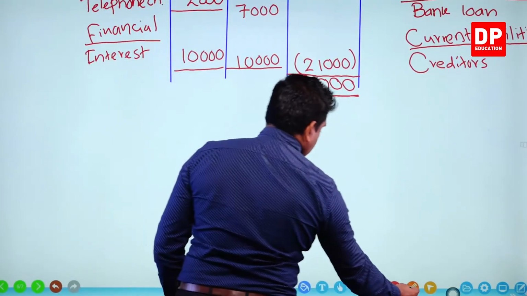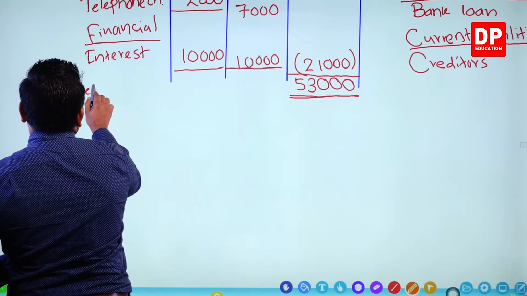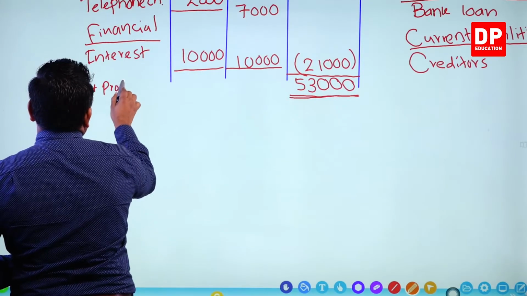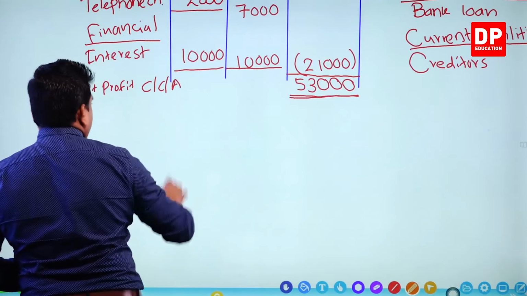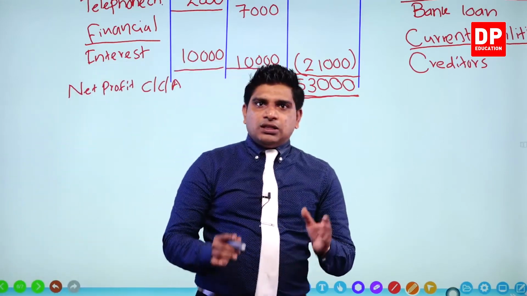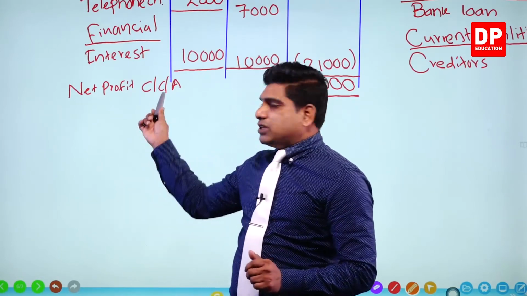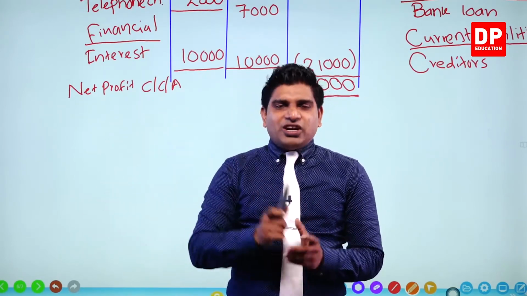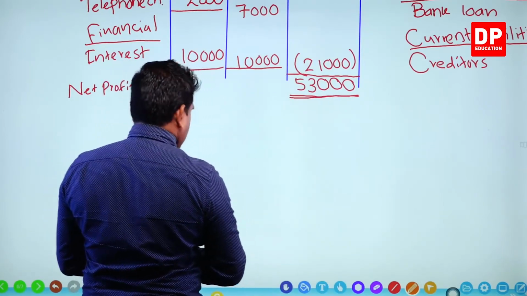Then here you write what? I think you remember now. Net profit carried to capital account. Remember, in the marking scheme, it allows 1 or half mark only for these words, right? So you must write that: net profit carried to capital account. It is 53,000.